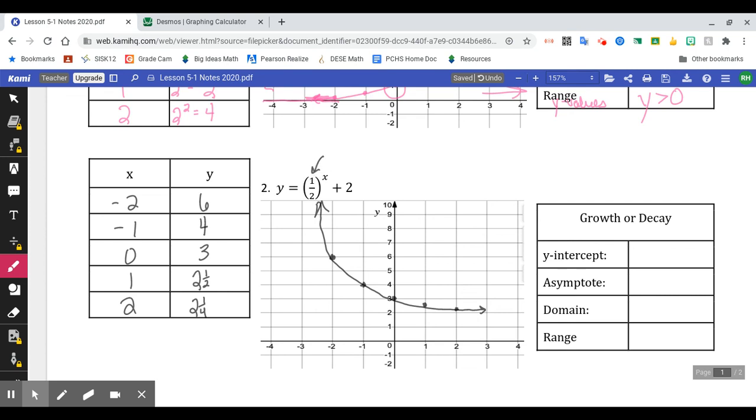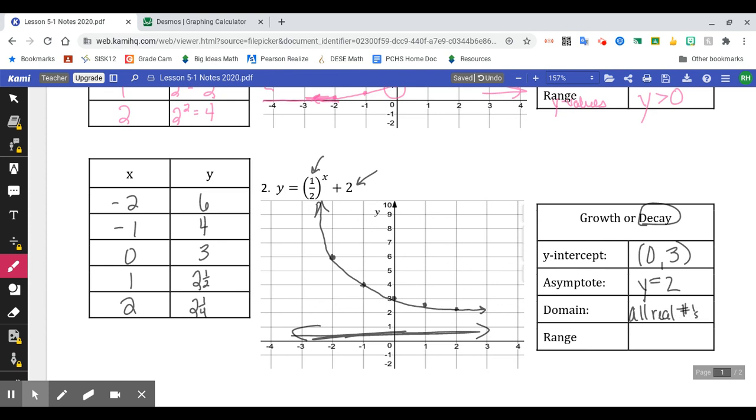Okay, so my b value, sorry, is a fraction. So this is a decay because it's going down. You can see that by the shape of the line as well. My y-intercept, well, it crosses at 3, so 0, 3. My asymptote is the c value out here, which is 2, so y equals 2. My domain is all of my x values from left to right, and you can see they go this way, and then the top one's going to keep going, so all real numbers.